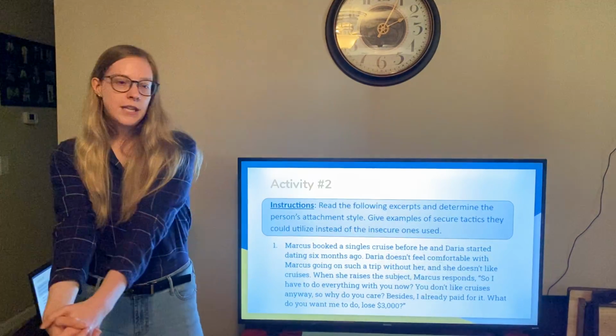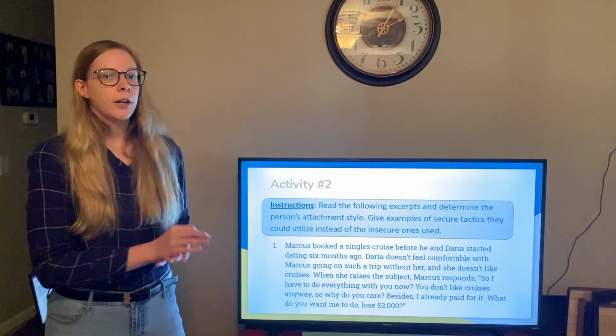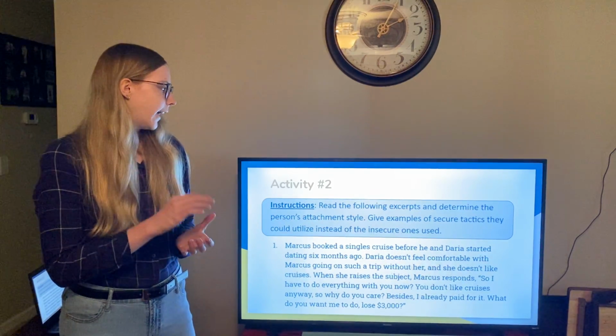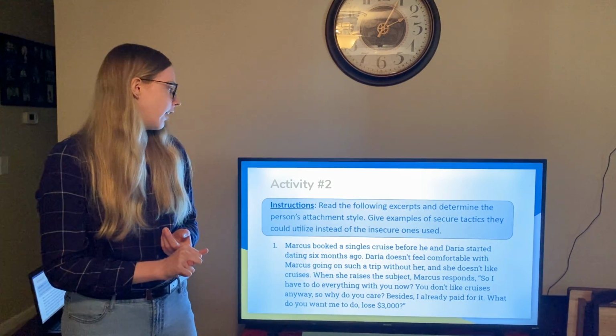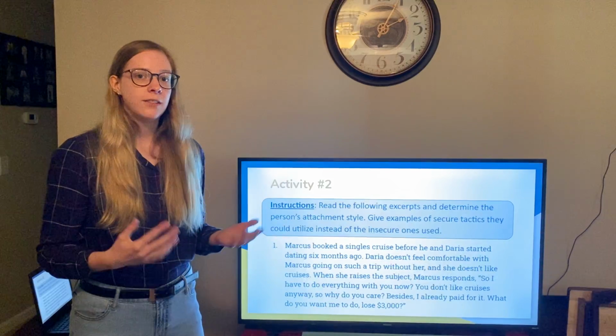The second activity, I was going to have everybody read these examples and then in their instruction manual, identify what attachment style they are and give examples of secure attachment tactics that they could use instead of the ones they employed here.